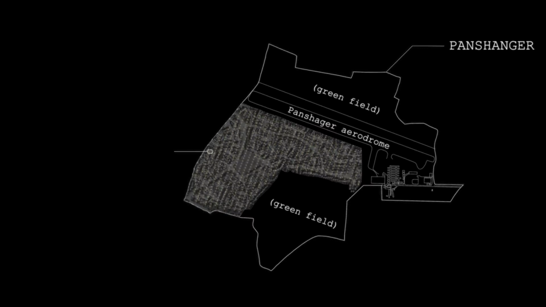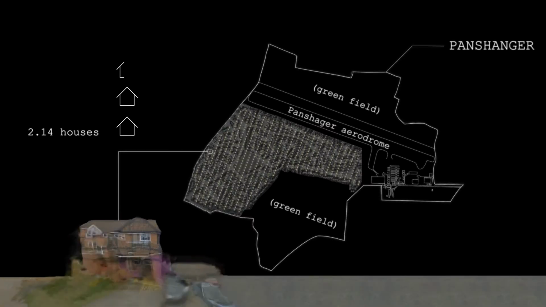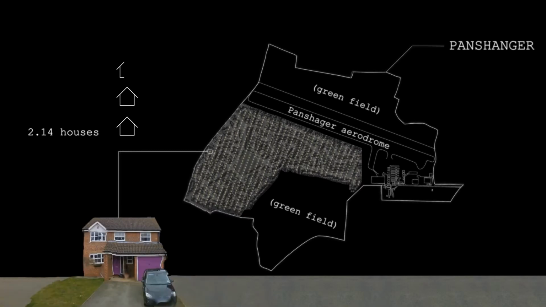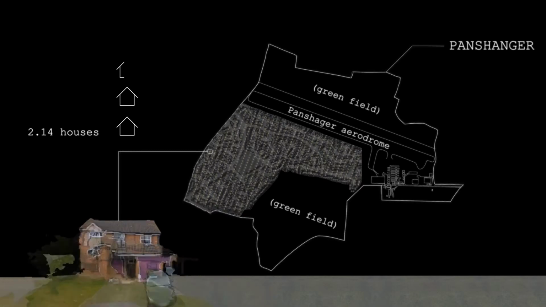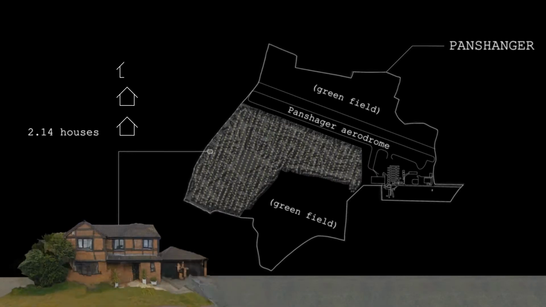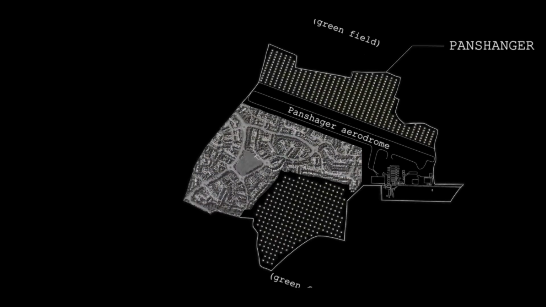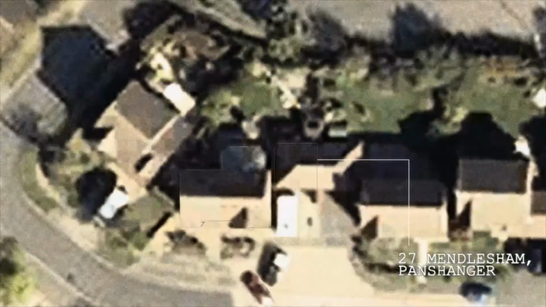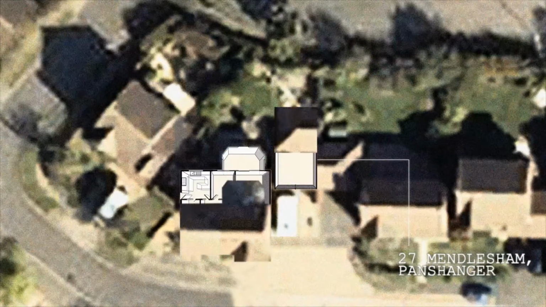housing area? Each plot of land will now have to accommodate an average of 2.14 houses, 2.14 families, 2.14 sets of possible activities and events at each moment of time. So how can a plot of land be multiple houses at the same time? Before that, let's look at just one of the existing houses. This is 27 Mendelssohn Penzhanger.